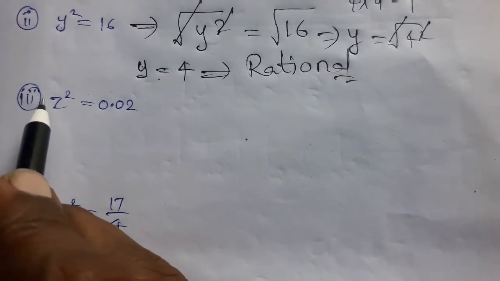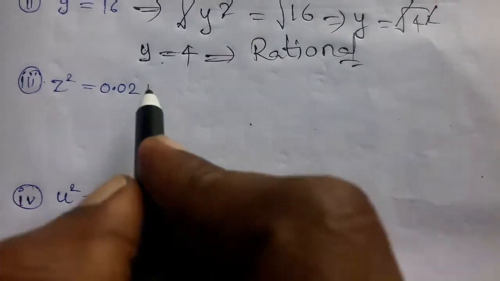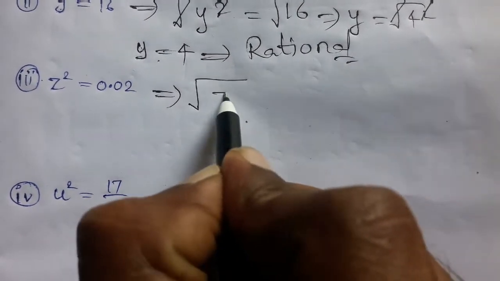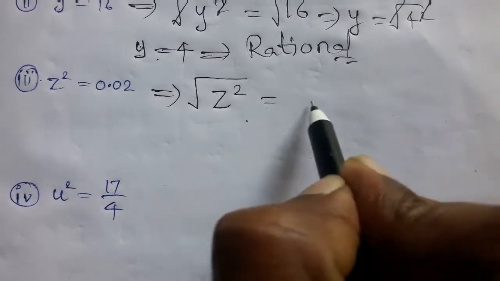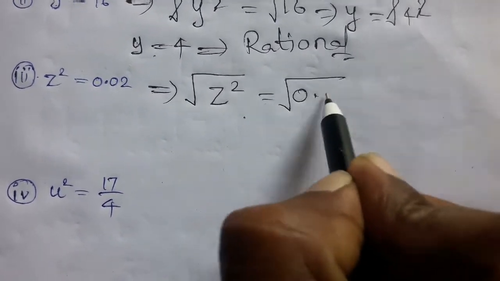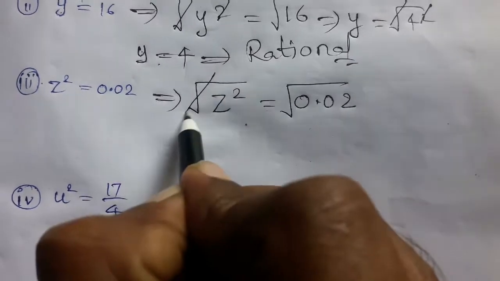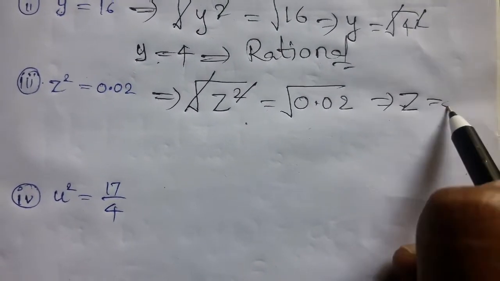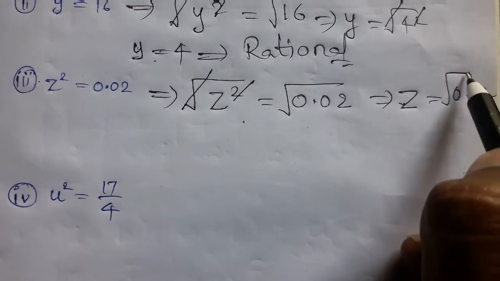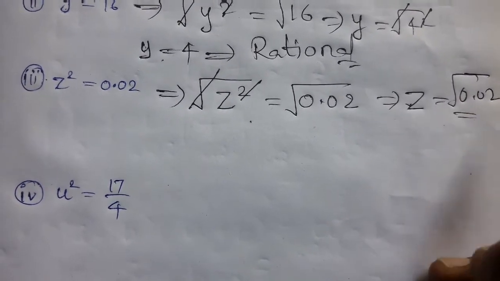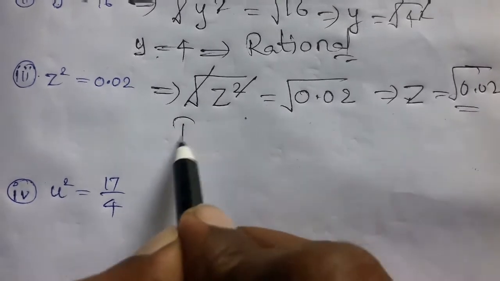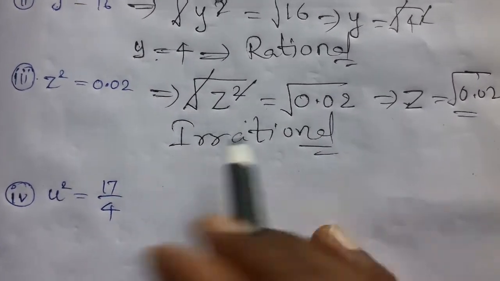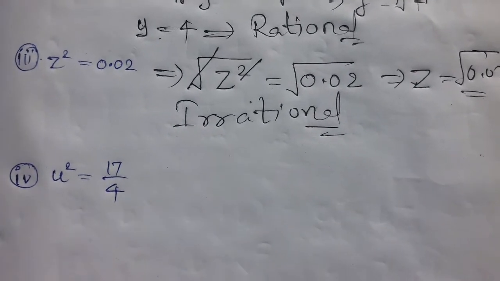Next, z square equals 0.02. Same, apply root on both sides. Under root z square equals under root of 0.02. This root and square cancel, this becomes z equals under root of 0.02. So this is irrational. The given equation is an irrational number.